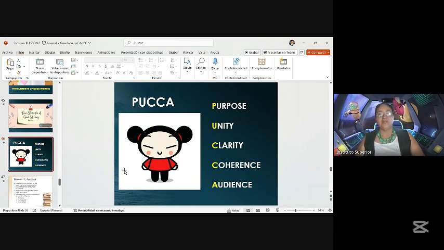Unity, as I told you, means that all my writing, my paragraph, my essay should be related as one thing, as a whole. That is unity. Everything is about a topic. Clarity is related to the use of words, the language I use, and it depends on my audience. If I am going to write to my partners, my colleagues, or the professor, the language I'm going to use is different depending on the person. So the author advises that the words should be clear, specific, precise, concise. Do not use unnecessary words.